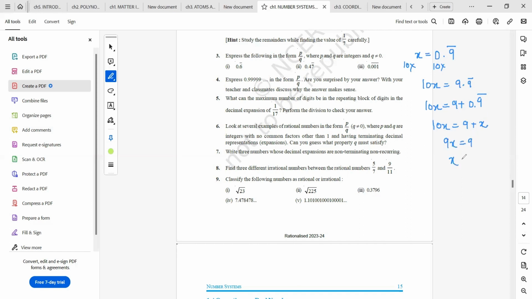Or x is equal to 9 over 9. Okay. So that is the thing. So x is equal to 1. Right? x is equal to 1. Yes. That is why it is surprising. Okay. So why are you surprised?